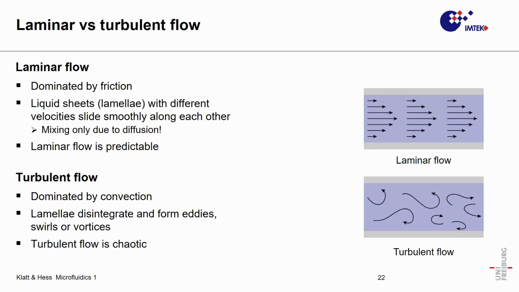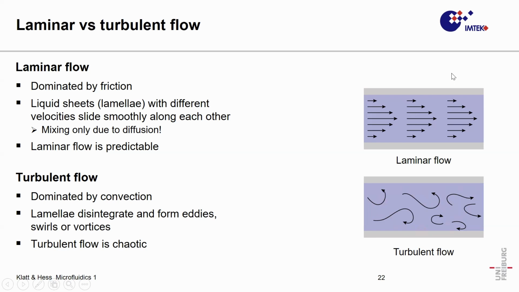All right, on this side, you can see a comparison of laminar flow and turbulent flow. In laminar flow, the liquid sheets with different velocities slide smoothly along each other. So this is illustrated right here. And this means that you have mixing only due to diffusion. And laminar flow is predictable. In turbulent flow, the lamellae disintegrate and form eddies, swirls, or vortices, as illustrated here. And turbulent flow is chaotic.